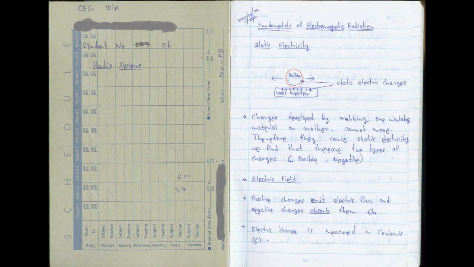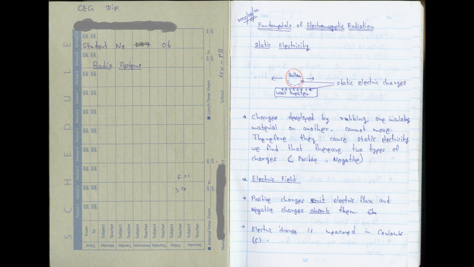And these charges are immobile because these are not conductors. If they were conductors, the charges could move and cancel each other. But because they are insulators, once you rub and remove, the charges are retained in each piece of insulating material. They can't move. Since the charges are not moving, we call them static. Okay?